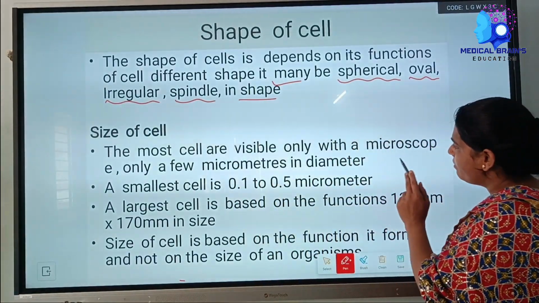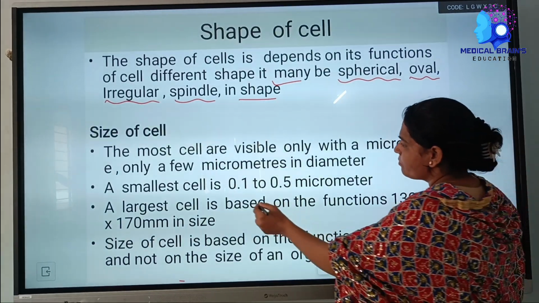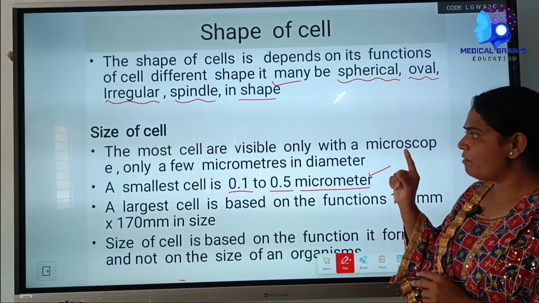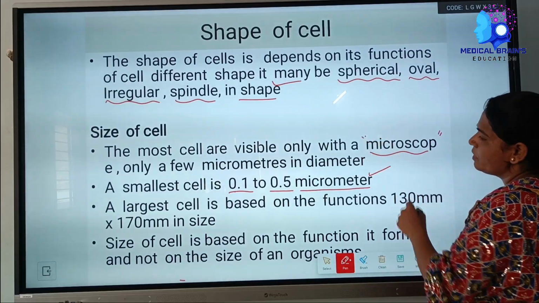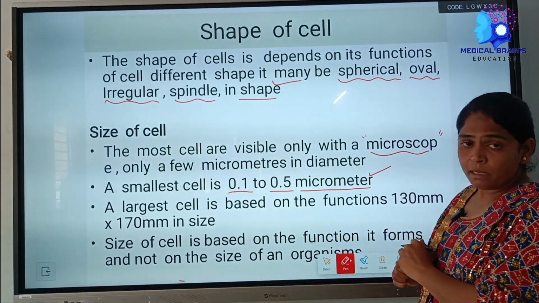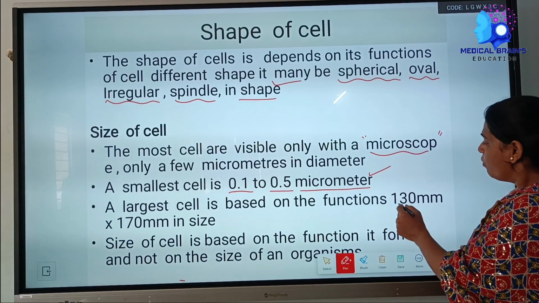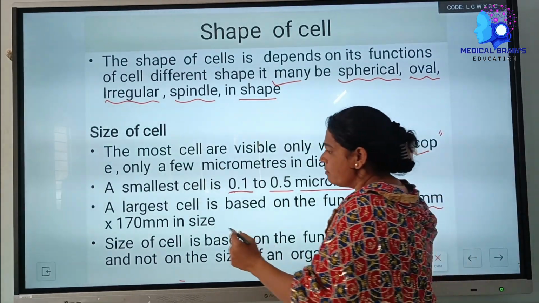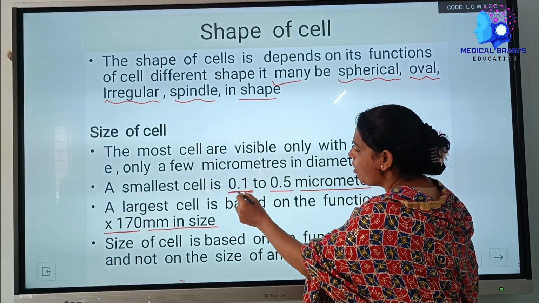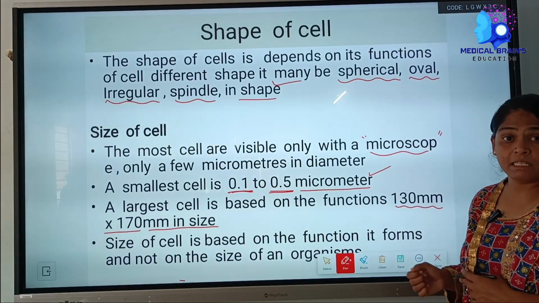Most cells are visible only with a microscope, only a few micrometers in diameter. The smallest cell is about 0.1 to 0.5 micrometer. Definitely, most cells are visible only with the help of a microscope. The largest cell, based on its functions, is 130 micrometer and up to 170 micrometer in size. Now we can observe here, this is the size of the smallest cell, 0.1 to 0.5 micrometer, and 130 to 170 micrometer is the largest cell.